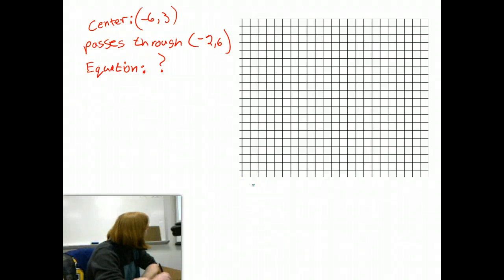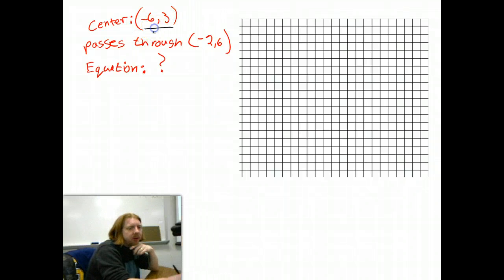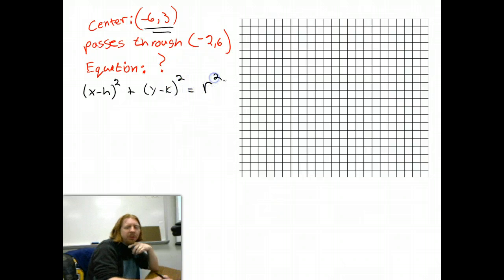So we're going for the equation, and there's my pen. Let's see what we've got. We know the center, so that part's done. In the equation, I've got the h, I've got the k, I don't have the r, right? I need the radius. So how can I find the distance between these 2 points?